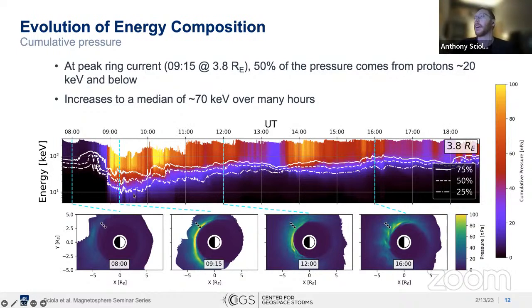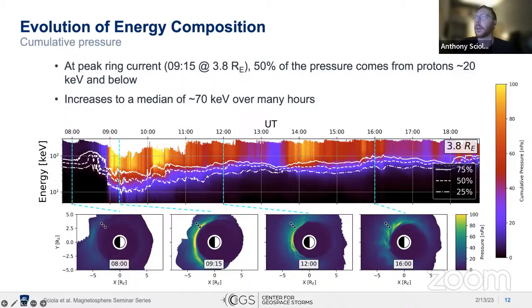The color contour is the cumulative pressure, and the white lines are the median and quartile values of that pressure. So basically, this middle line at 50% means that at this point in time, 50% of our total pressure is coming from protons 20 keV and below.